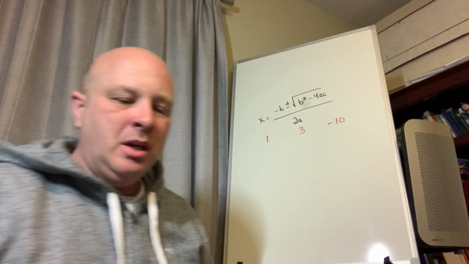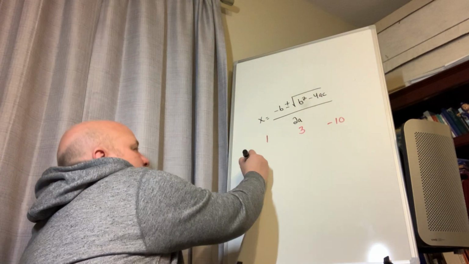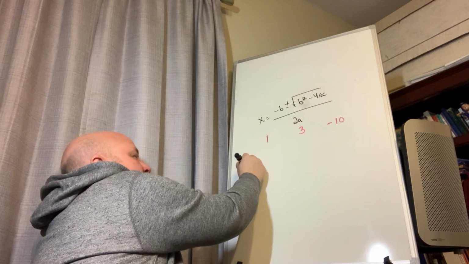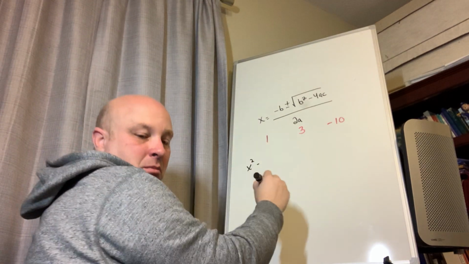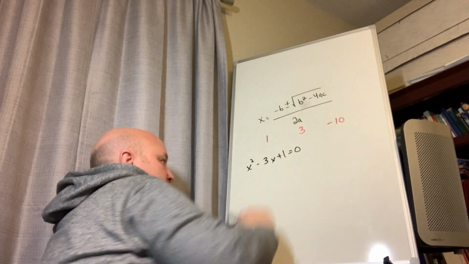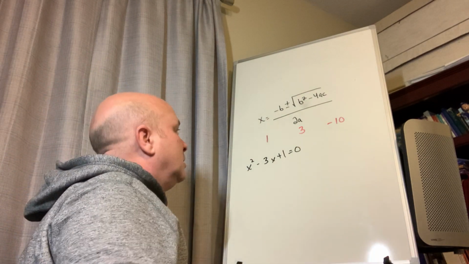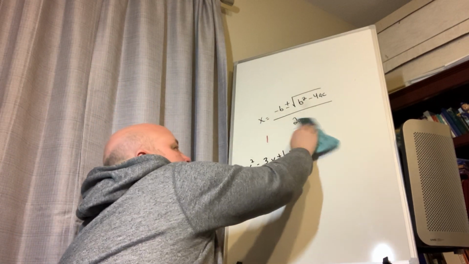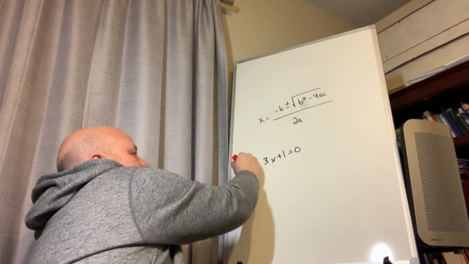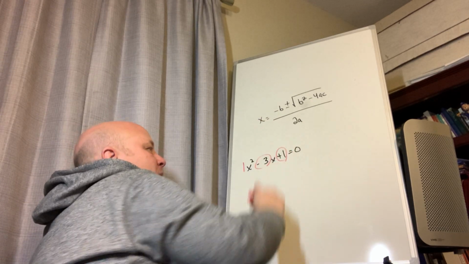Here we go. All right, so let's say that I'm just going to do the first one on the worksheet. We have x squared minus 3x plus 1 equals 0. So x squared minus 3x plus 1 equals 0. All right, so what's my A? My A is 1. What's my B? Negative 3. What's my C? Positive 1.